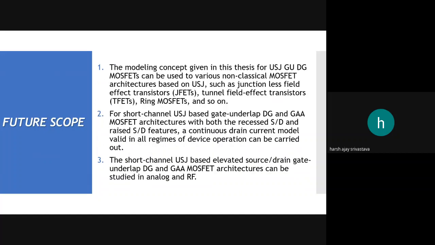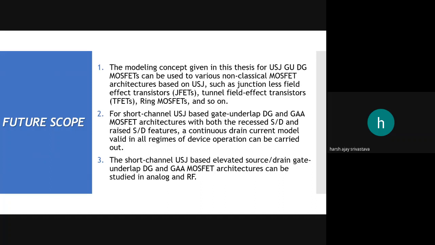And second, if you're talking about the future scope of the MOS modeling concept given in a thesis of USJ GAA MOSFET, it can be used in various non-classical MOSFET architectures based on USJ, such as junctionless field effect transistors, what we call JFET, tunnel field effect transistors, what we call TFET, ring MOSFET, and so on. So many other things are there.